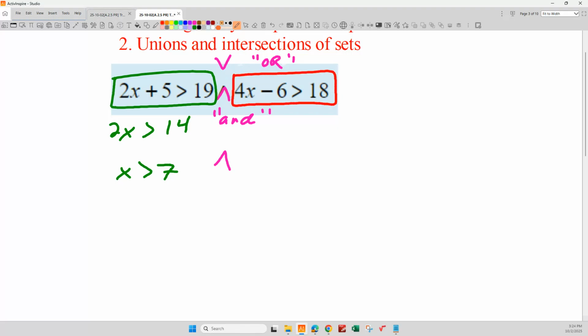What are the two steps in order to solve for x in the red inequality? Add 6 and then divide by 4. So if I add 6, I get 4x is greater than 24. Divide by 4, and I get x is greater than 6. That's a little strange. x is greater than 7 and x is greater than 6. Anybody know what the solution is going to be there? It's an and statement, so they both have to be true at the same time. x is greater than 7 and x is greater than 6. What values of x make both of those true at the same time?